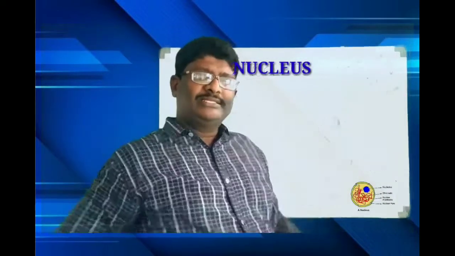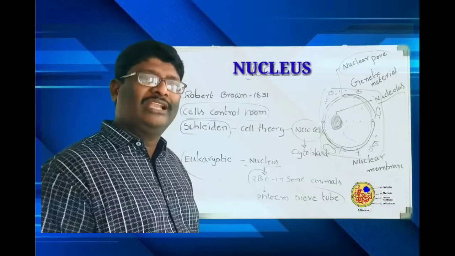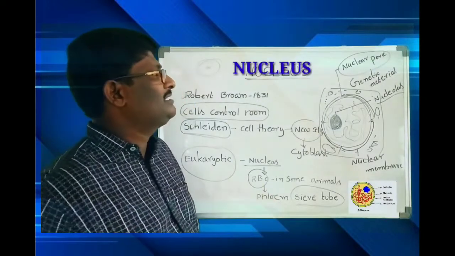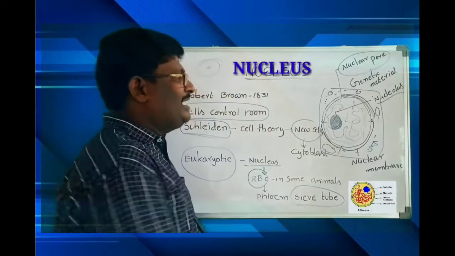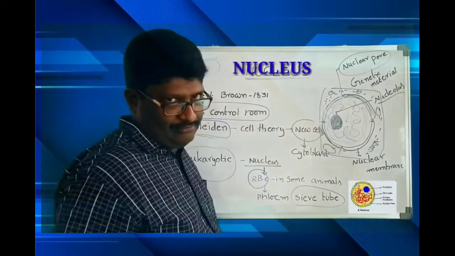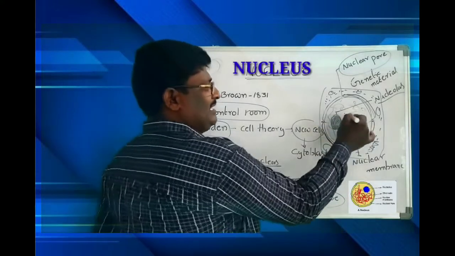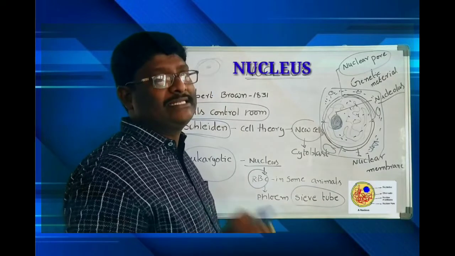Inside the nucleus, there is a fluid-like structure. That is called nucleoplasm. Actually, if it is inside the cell, that is called cytoplasm. If it is in the nucleus, the liquid material is called nucleoplasm.